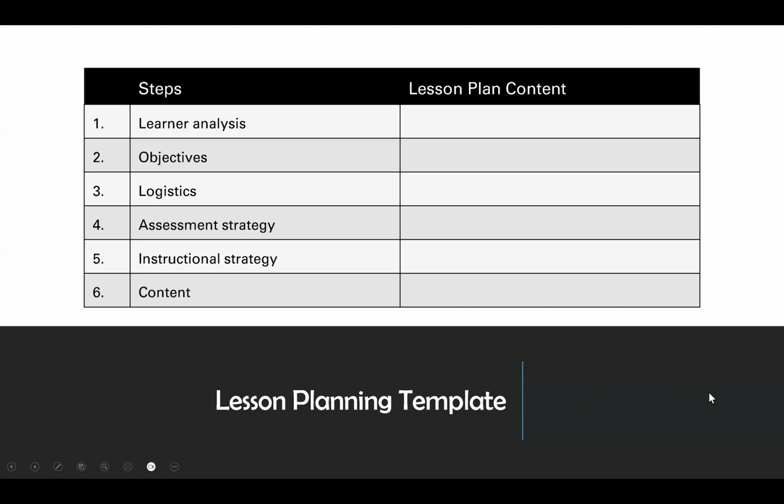So most of you have done lesson plans in the past, do lesson plans every day, and you probably have your own lesson planning template. This is one that I've used for many years. It's a really nice one. It helps you to go through and identify who your learners are. Sometimes it's easy when it's just a grade level, but sometimes even within a grade level, students can be very different.